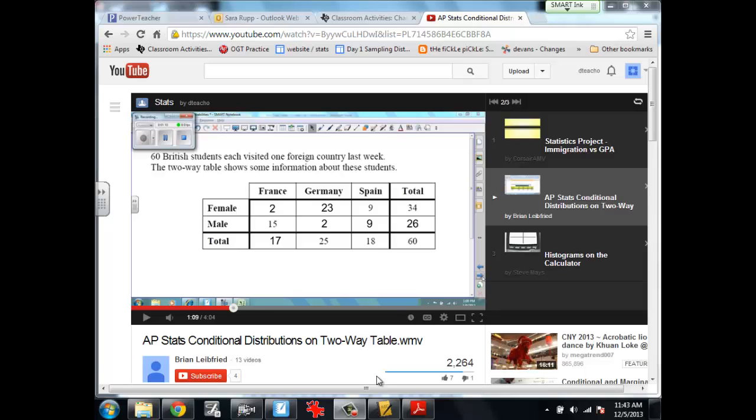If I said find the marginal distribution of gender, what would we do? My genders are male and female. So right now, I'm going to ignore the top three, so France, Germany, and Spain. I'm going to take my female total and divide by the grand total, and I take my male total, divide by the grand total. That would give you marginal. Okay? I think we're, for the most part, okay with marginal.